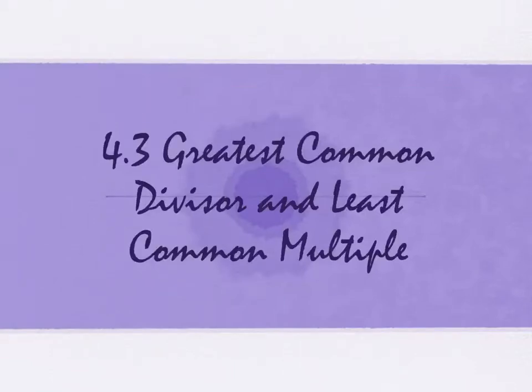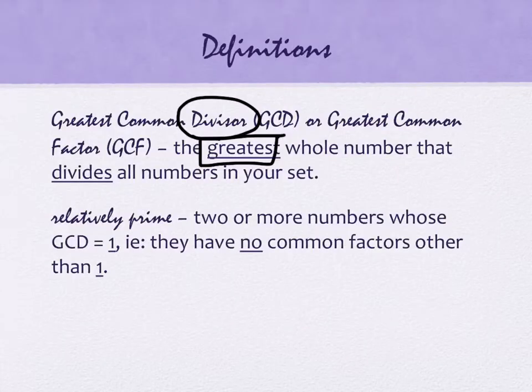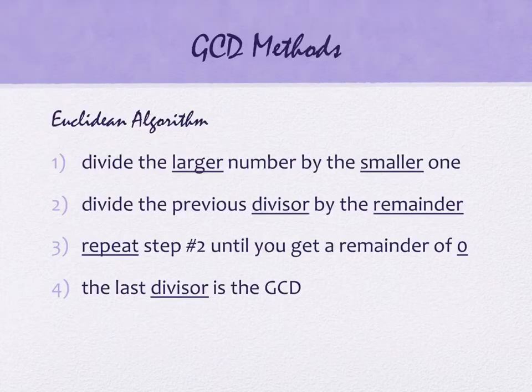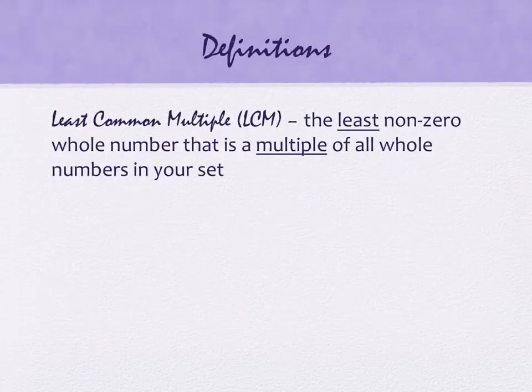All right, last time we started section 4.3 and we looked at the greatest common divisor, and today we're going to look at least common multiples. So we're going to flip through to where we were. You're going to see a lot of repeats from last time in terms of methods for actually finding this. So a least common multiple is the least non-zero whole number that is a multiple of all whole numbers in your set.